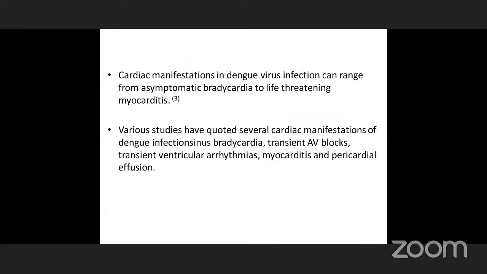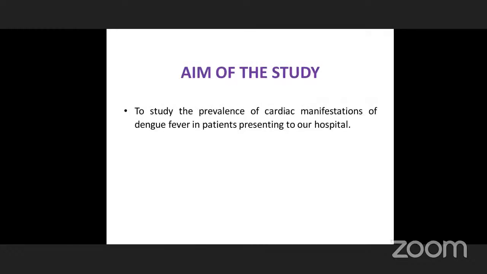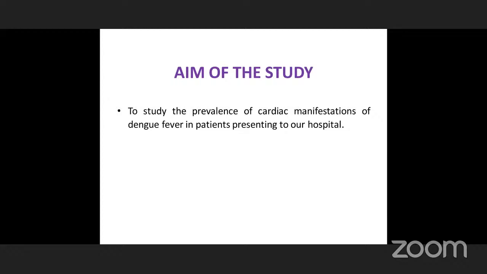Cardiac manifestations in dengue virus infection can range from asymptomatic bradycardia to life-threatening myocarditis. Various studies have quoted several cardiac manifestations of dengue infection: sinus bradycardia, transient AV blocks, transient ventricular arrhythmias, myocarditis, and pericardial effusion.